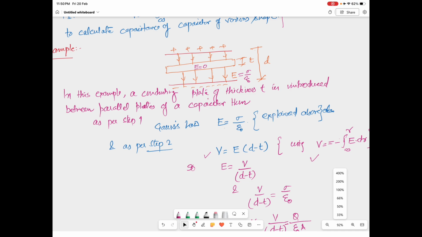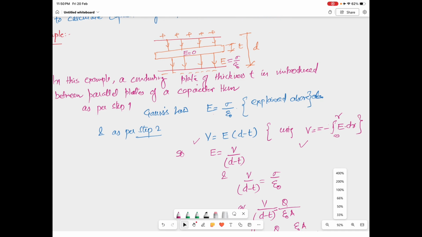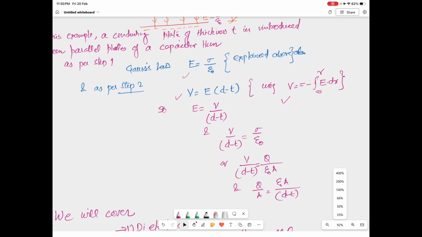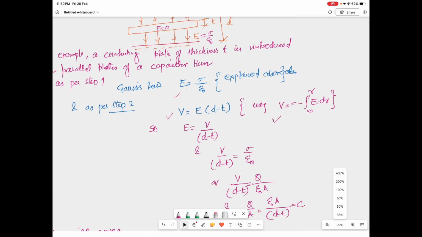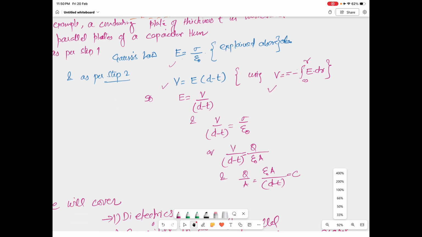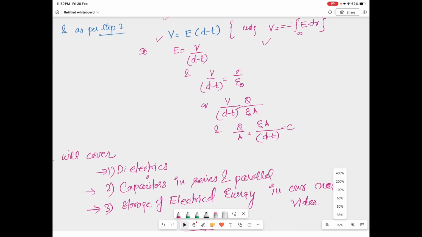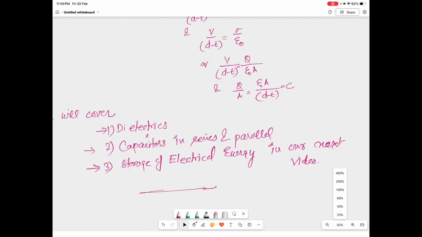And we know E is equal to sigma upon epsilon naught from Gauss's law. So we have equated this and easily found the capacitance in this case, when we have introduced a conducting plate of thickness T in between the parallel plate capacitor. So this is the fundamental we have to always use to find the capacitance of various capacitors.